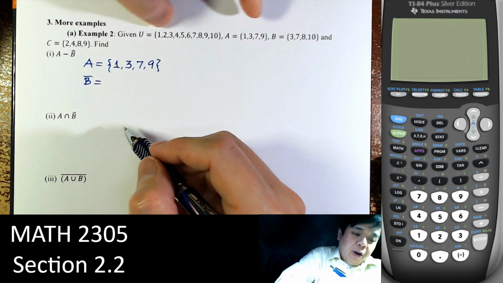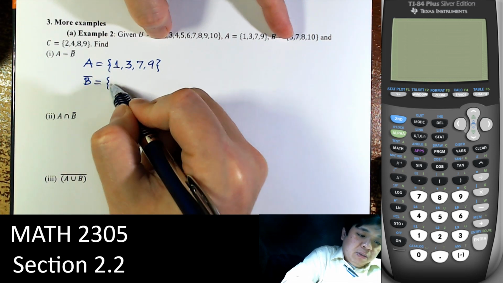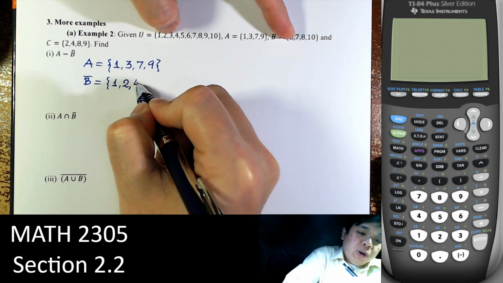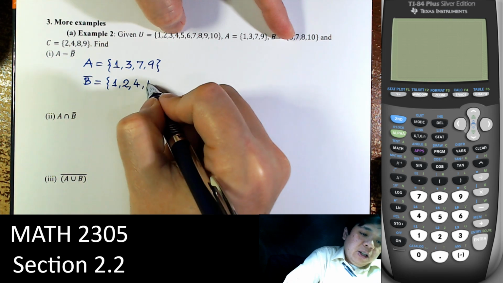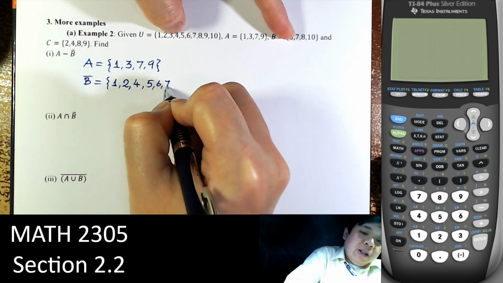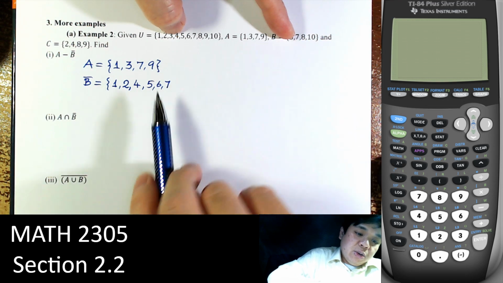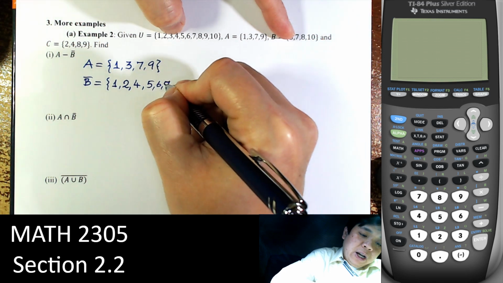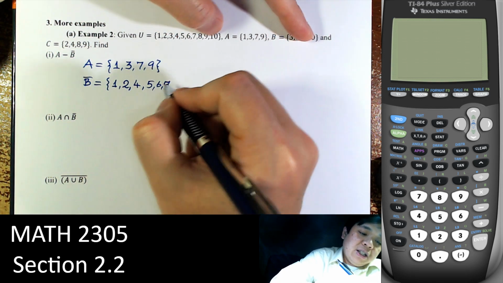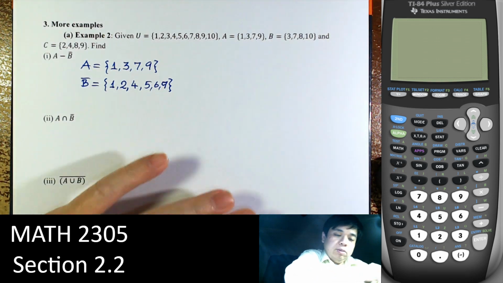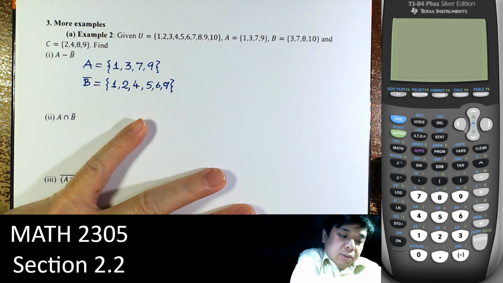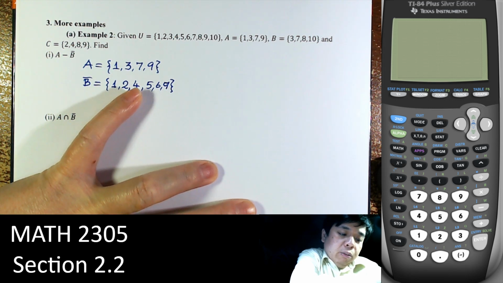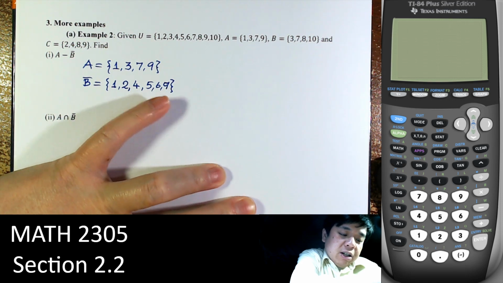Compare U and B. 1 is not in B, which is good. 2 is not in B, good. 3 is there, so not good. 4 is good. 5, 6, 7. 7 is in there, so it's not good. 8 is in there too, so it's not good. And then 9 and 10 are in there already, so it's not good. So not 3, 4, 5, 6, not 7, not 8, not 10. So that's what we have.